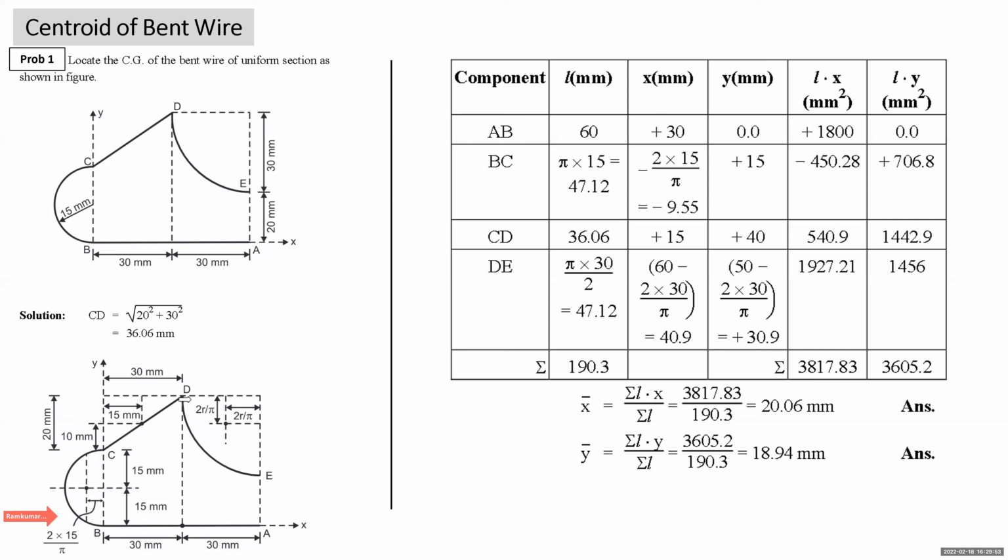Then we come to quarter circular arc. For this quarter circular arc, centroid will lie at a distance of 2r upon pi from base. This is 2r upon pi. This is 2r upon pi.